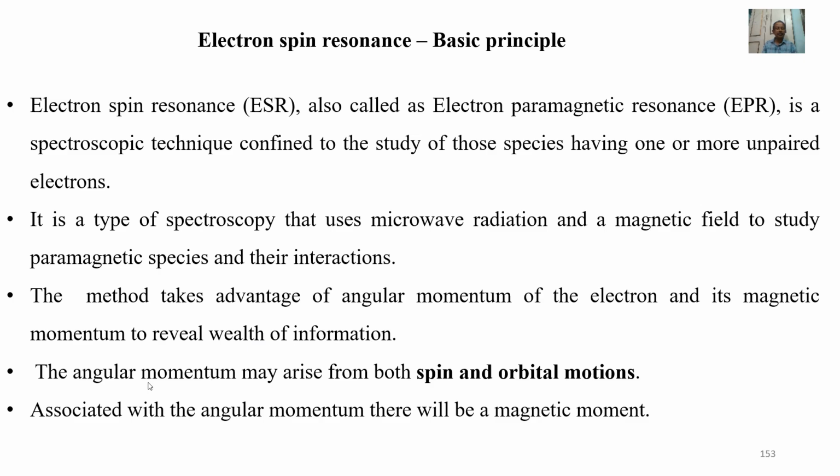The angular momentum may arise from both spin and orbital motions, S and L. It is associated with the angular momentum. There will be a magnetic moment.